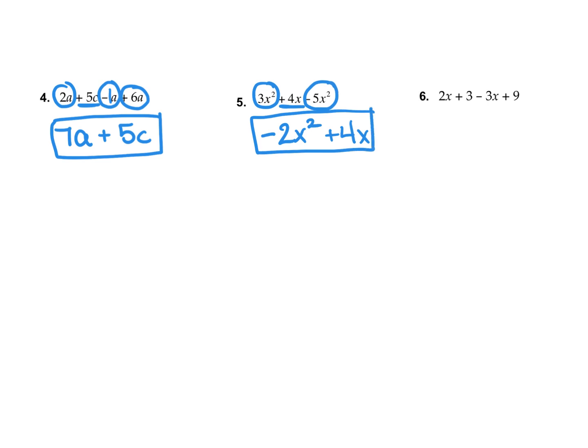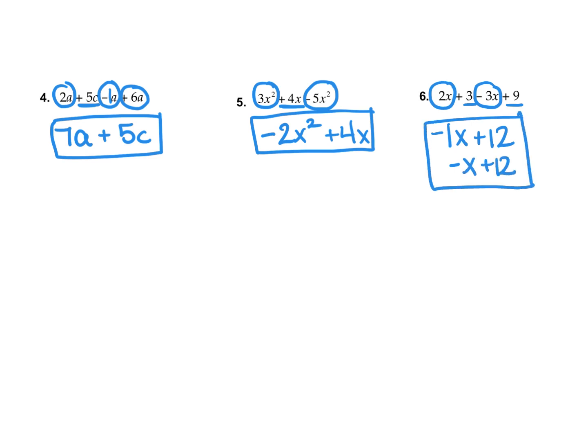All right, so for number 6, we have 2x plus 3 minus 3x plus 9. All right, so I'm going to take my 2x minus 3x, and that's going to give me a negative 1x. And I could rewrite that as just negative x. It doesn't matter. You don't have to have the 1 there. And then I'm going to add 3 plus 9, and that's going to give me 12. So I can have negative 1x plus 12, or I can have negative x plus 12. Both of those would be correct answers.